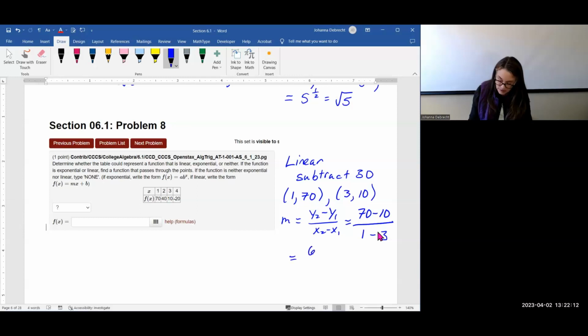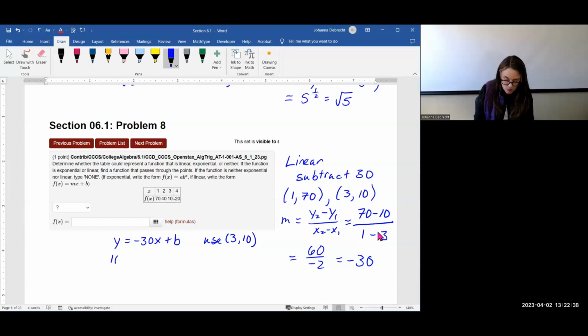So this is going to give me 60 divided by negative 2, which is exactly what I thought it would be, negative 30, because I'm subtracting 30 each time. Now I need the y-intercept. So I can take any of the points. I'm going to use 3, 10. And I'm going to write y equals negative 30x plus b.